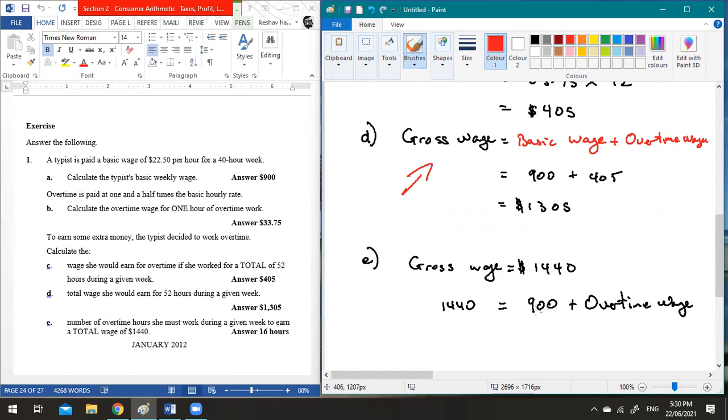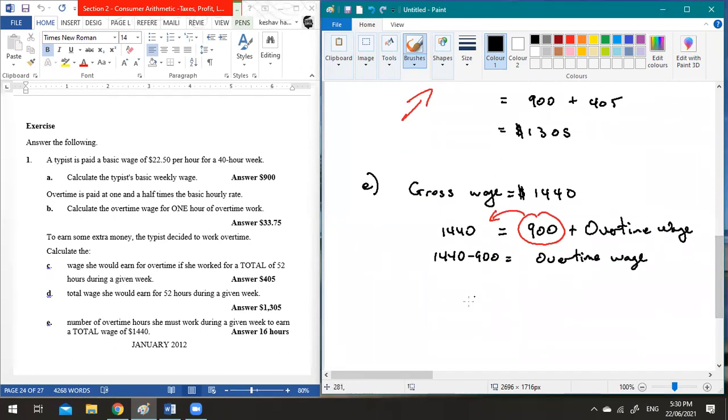And you're doing some basic algebra. You subtract the 900 on both sides, or you move it across the equal sign to give us the overtime wage. $540.